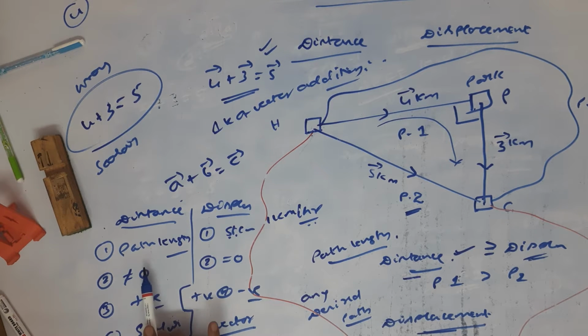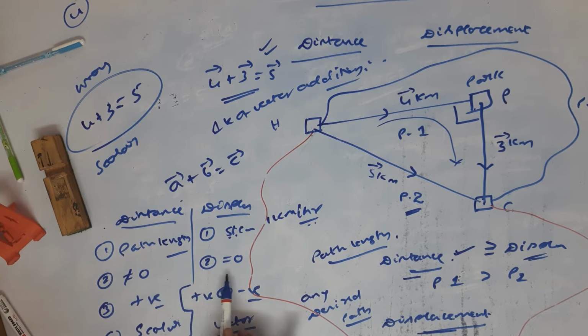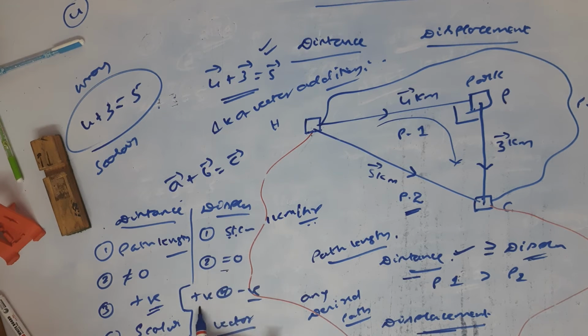I repeat, the path length along any desired path is called distance. The path length along a straight line path is called displacement. During a journey, distance is not equal to 0, but during a journey, displacement can become 0. So distance is always positive, whereas displacement can become either positive or negative. And distance is a scalar quantity, whereas displacement is a vector quantity. So that part you have to remember.